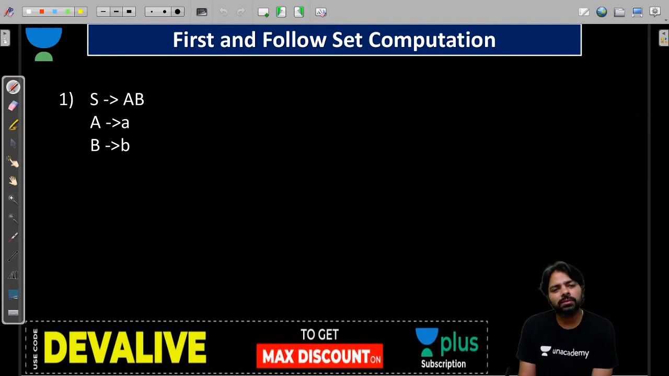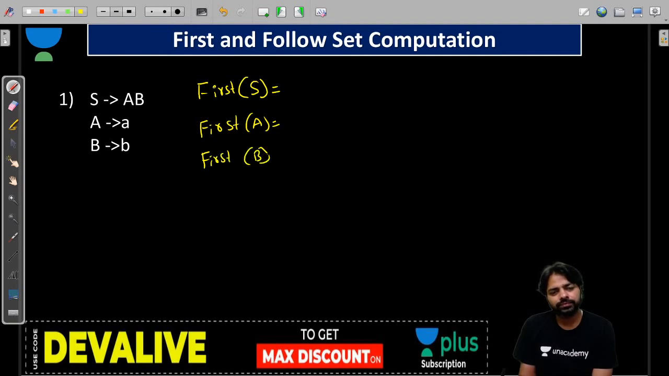Now let's talk about first set computation. First of S and first of A and first of B. Now first of B is so easy, that is B.